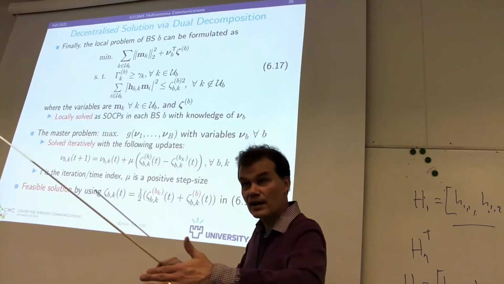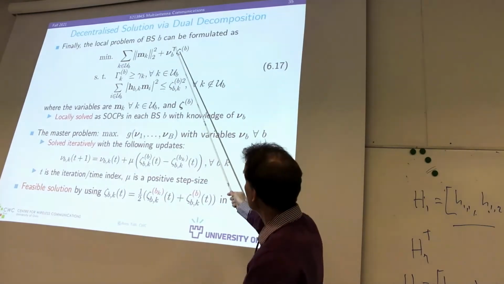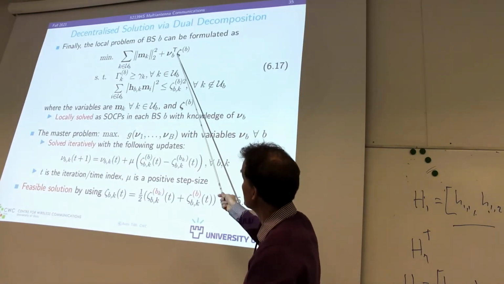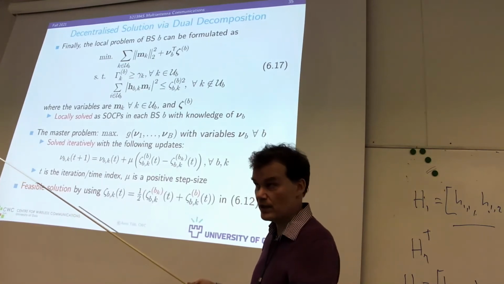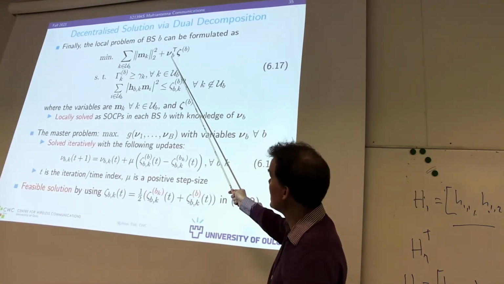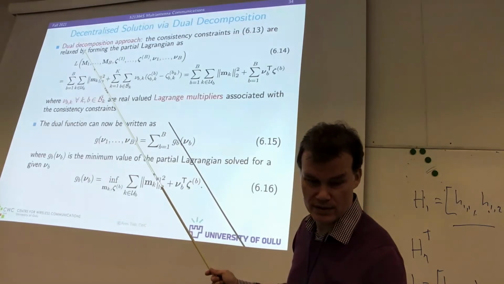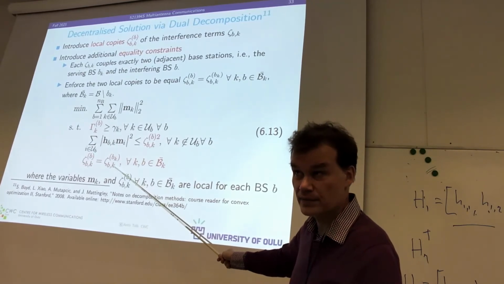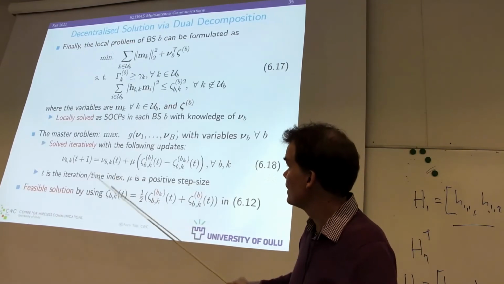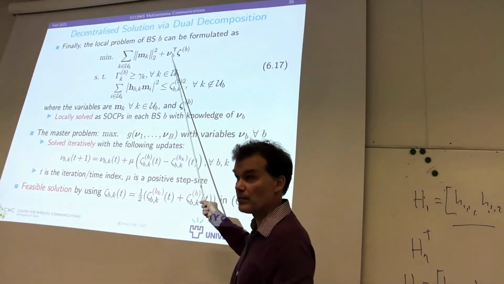So they can be very wrong, right? In the beginning, when we start tuning these weights, we don't have any consistency yet. When we solve this for a fixed value and look at these local copies, we don't have this equality here.